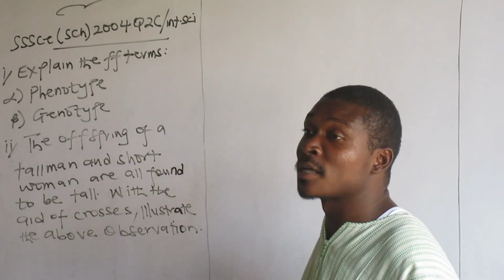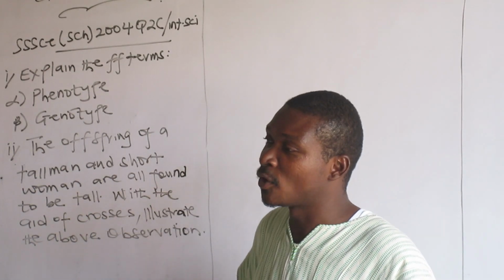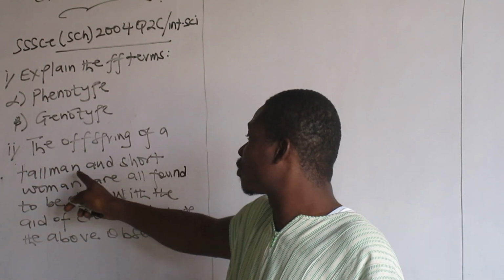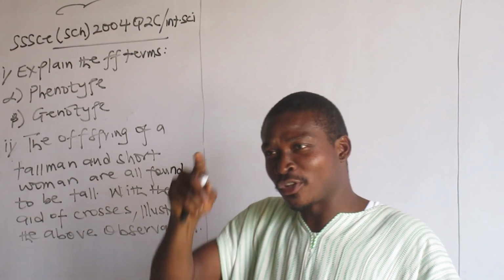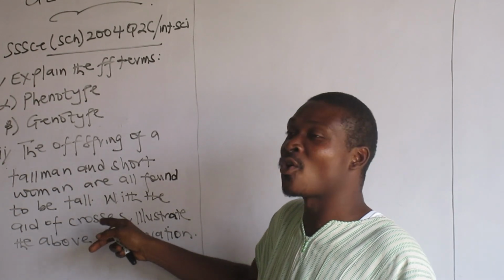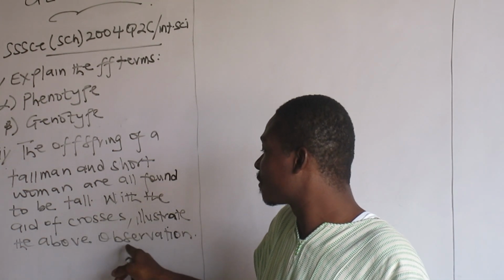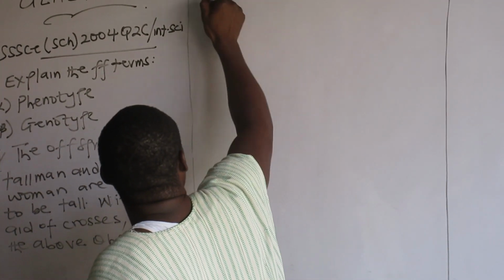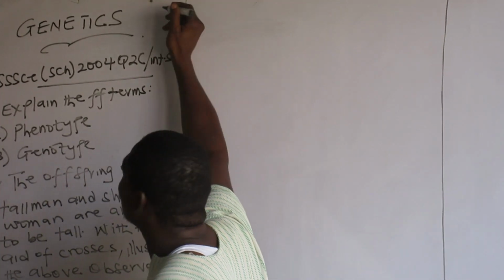Okay, let's look at this application. Explain the term phenotype, genotype. Refer to your notes, refer to the video, or refer to your mind as if you can recall. The next one. The offspring of a tall man and a short woman are all found to be tall. With the aid of appropriate genetic crosses, illustrate the above observation. Good. So you have to get the tall man, so the parents, right? Before you do, you have to define what you want to use.